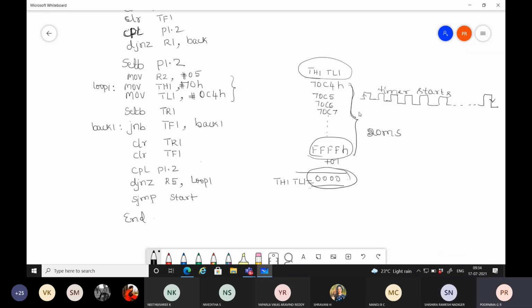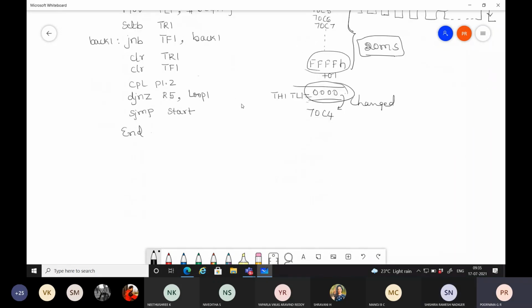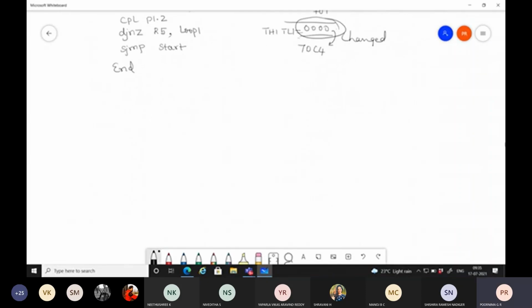But what do we require as an initial value to have our 20 milliseconds again? 70C4. Yeah, 70C4, it should be changed to 70C4. Is it not? Hence, why we have gone for this loop 1, 2, 70C4 initialization. Is it clear, Shishira? Yes, ma'am. Okay. Any other doubt?